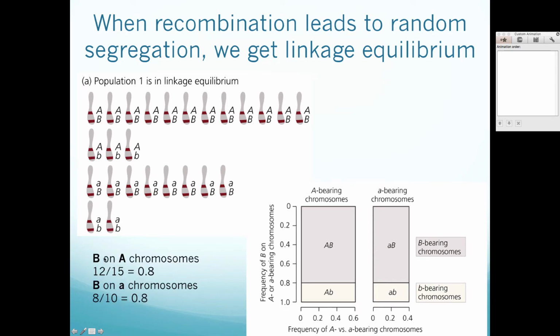And as a proportion, that actually turns out to be true. So if we count the number of big B on big A chromosomes, that's 12 out of a total of 15 big A chromosomes, that's 0.8. Big B is found on a total of 8 out of 10 total little a chromosomes, and that is also 0.8. Because these two proportions are the same, this tells us that the two traits are essentially segregating randomly, and the traits are therefore unlinked, in linkage equilibrium.